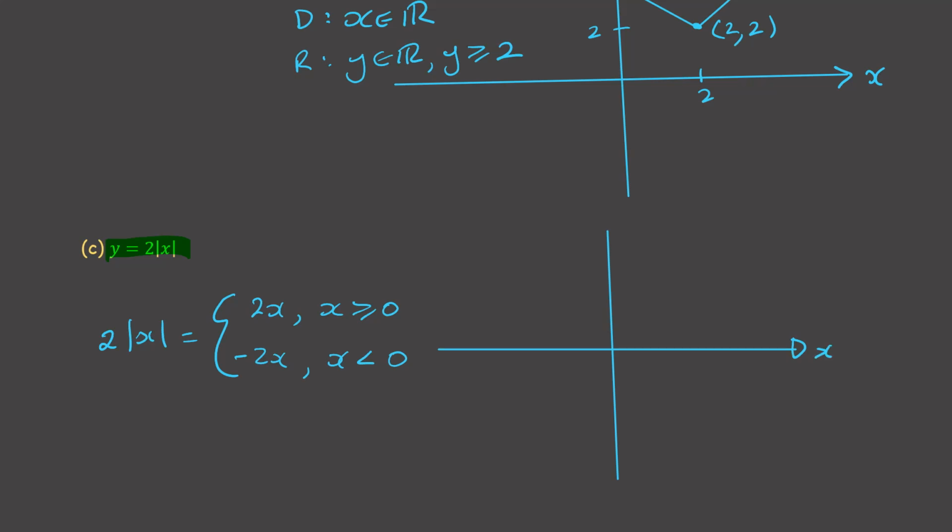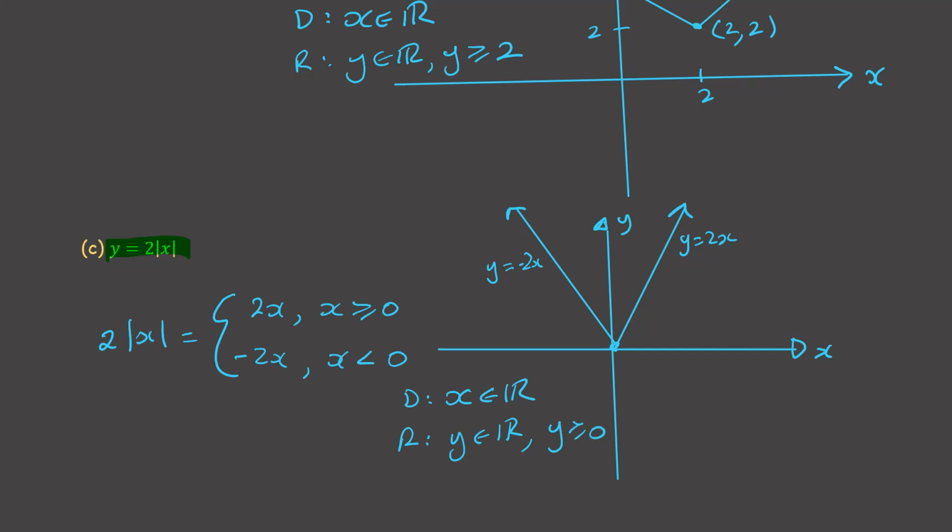So x and y, and so it's going to go like that. That limb there would be y equals 2x. That limb there would be y equals negative 2x. And so we have a domain of x is a real. We have a range, y is a real, greater than or equal to 0, and the minimum point is at 0, 0.